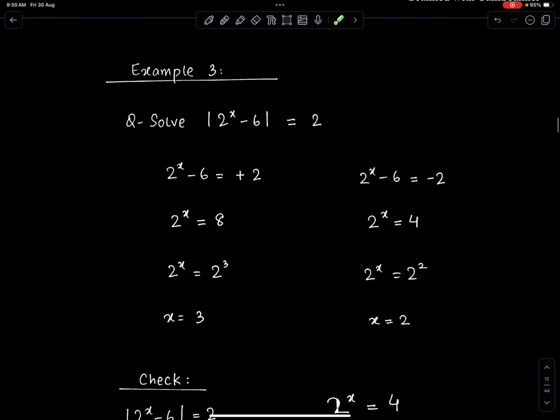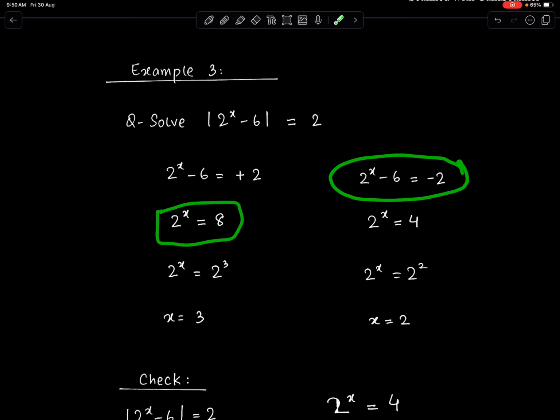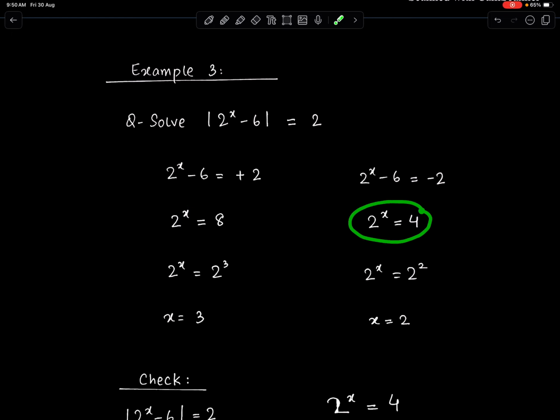Example 3. The power equation, index equation. So after removing modulus, you can write plus minus on right hand side. Now we are getting 2 power x is equal to 8, and when we solve with negative 2, we'll get 2 power x is equal to 4. We can write 8 as 2 cube, and so we have x is 3. And here we can write 4 as 2 power 2, so x is 2.